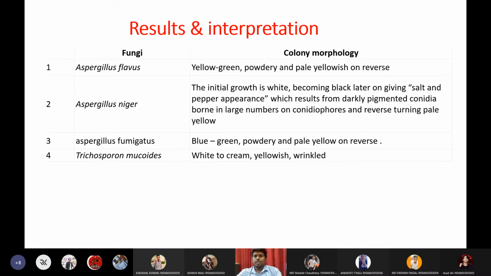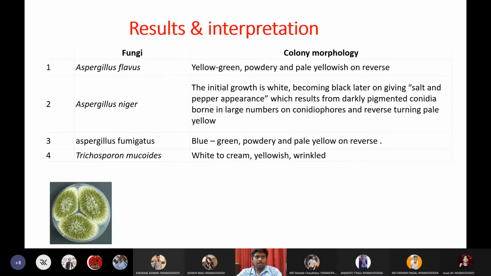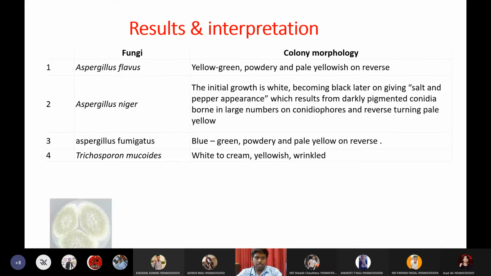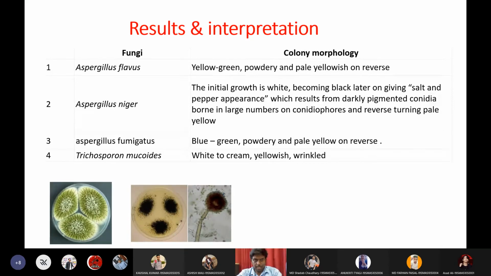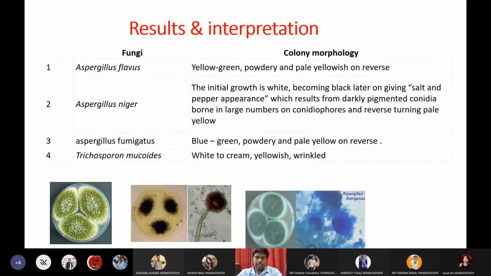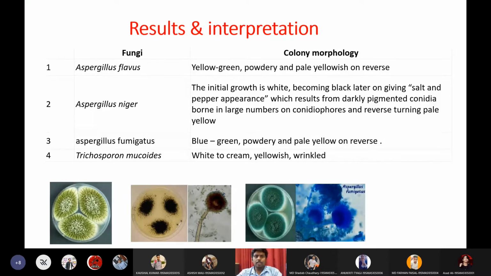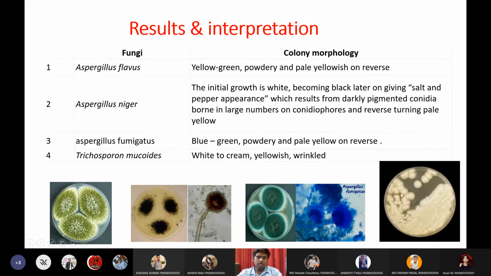Okay, results and interpretation on SDA. I will show you the pictures. This is an Aspergillus flavus colony. This is an Aspergillus niger colony, where you can see black colonies. Then this is an Aspergillus fumigatus colony, where you can see bluish green. This is yellowish green, this is bluish green, and this is black. And mucoides will cause mucoid colonies.